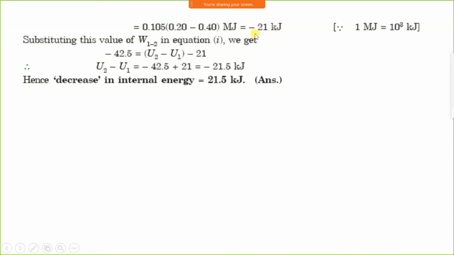Now put the value of work done in the first law equation. This is Q. Minus 42.5 is equal to U2 minus U1 minus 21. U2 minus U1 is minus 21.5 kilojoule. Therefore this is a decrease in internal energy.